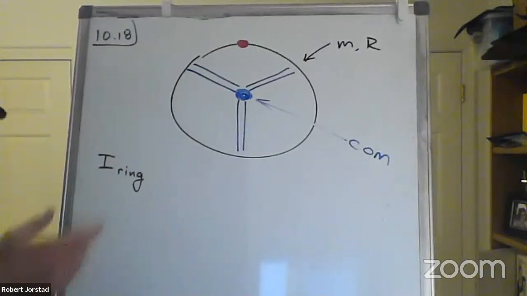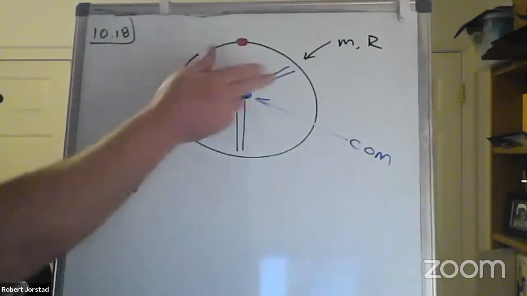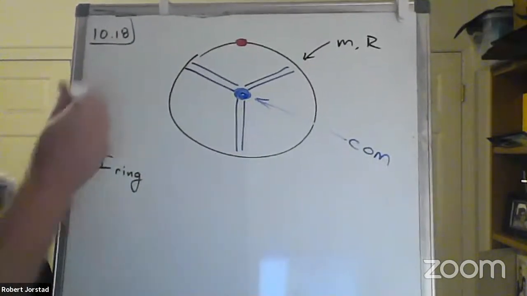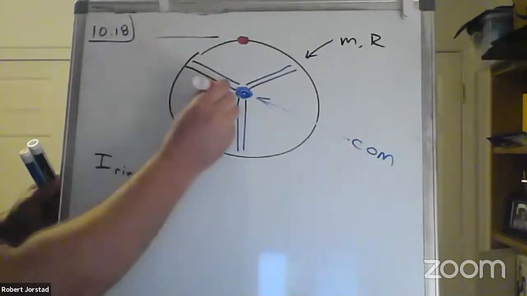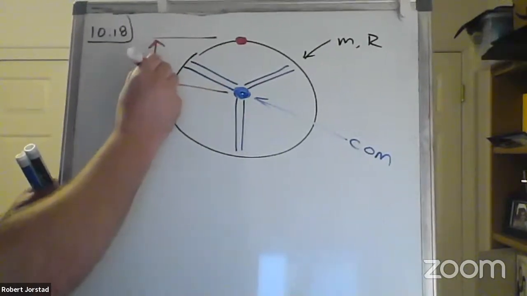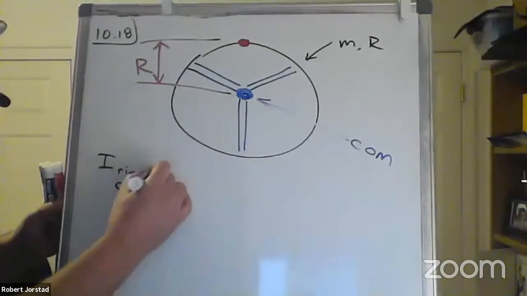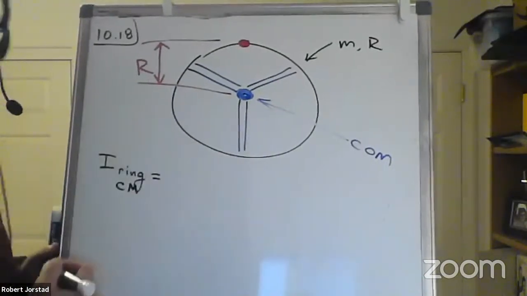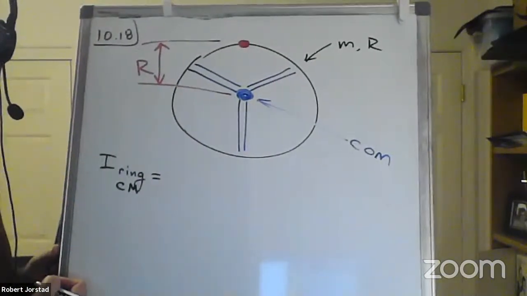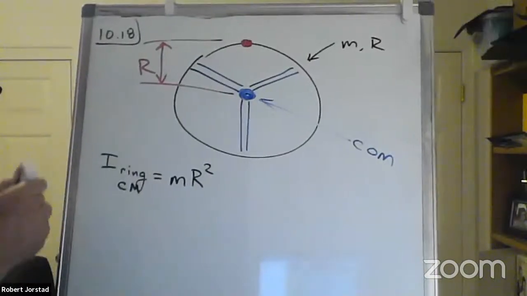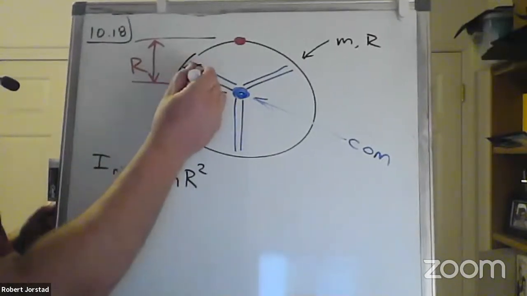And so rather than do the ring by itself and shift it and then the three spokes, let's do all of it and then shift all of it by distance r. Does that make sense, Jake? Yeah. I'm not exactly sure how you'll do it, but yeah. Okay, let's do this. What's the moment of inertia of the thin ring about its center of mass? mr squared. mr squared.